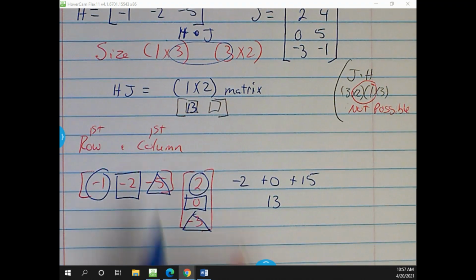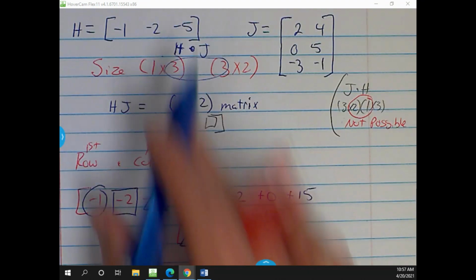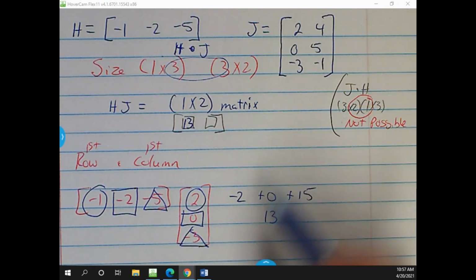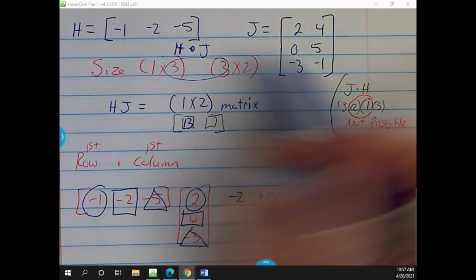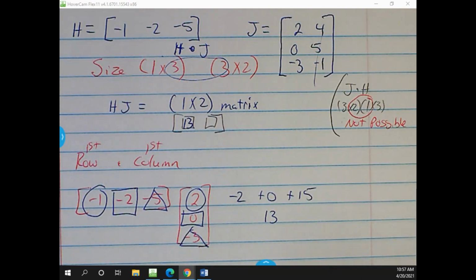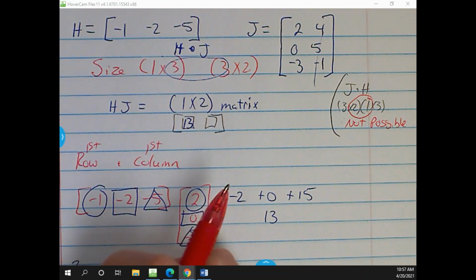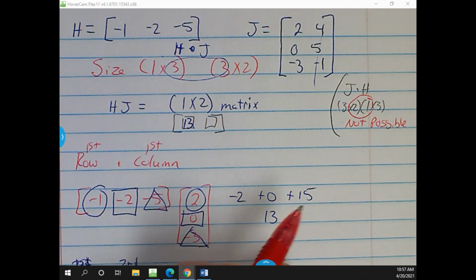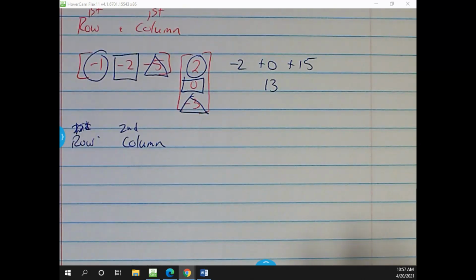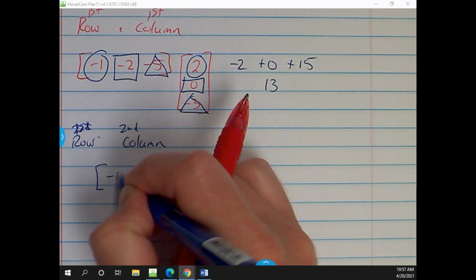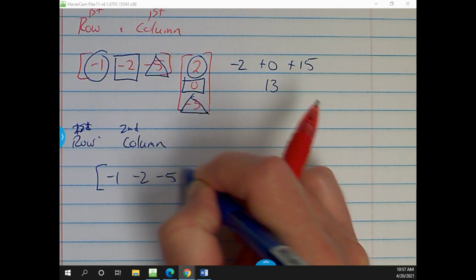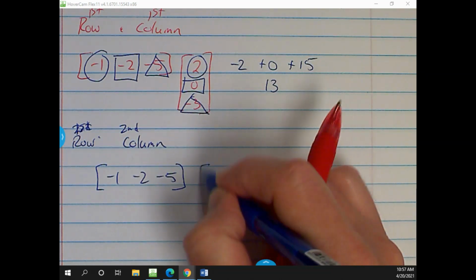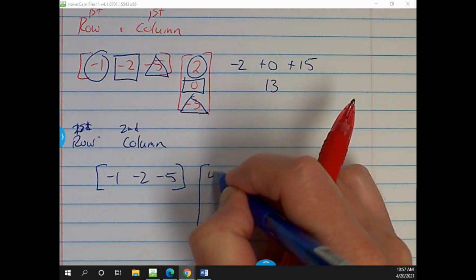And since there's only the one row here in the H, and we multiplied it by this one, the only thing left then to do is take the row that's here and multiply it by the second column. So then we're up to first row, and then the second column. All right, we're out of room there, so let me slide it down so we can see it. So -1, -2, -5. And now we're going to the second column, so that's 4, 5, -1.